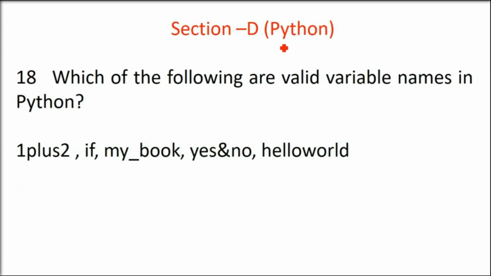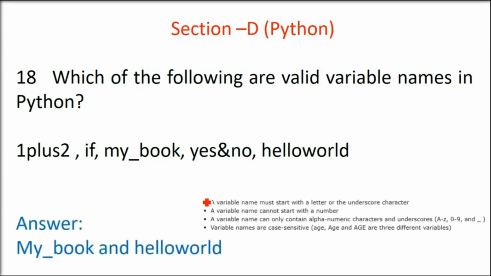Section D, Python. Which of the following are valid variable names in Python? First thing is, a variable name in Python should always start with a letter A to Z or underscore. Only possibility is this. We cannot start with a number. So this will get rejected. We can reject it. As I said, variable cannot start with a number.